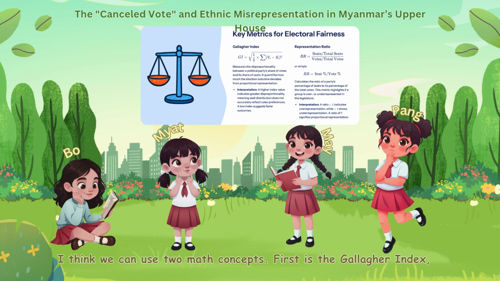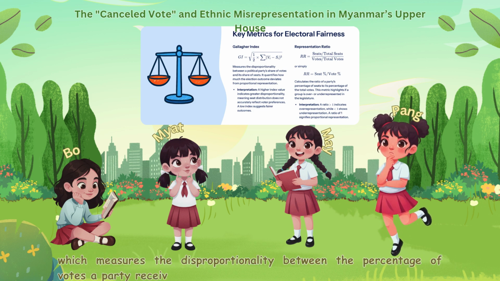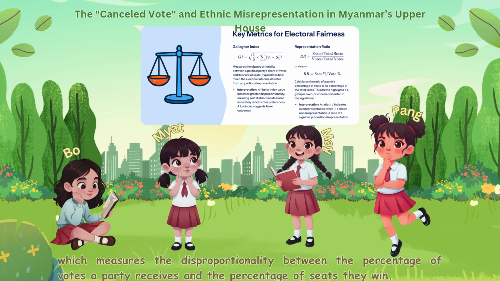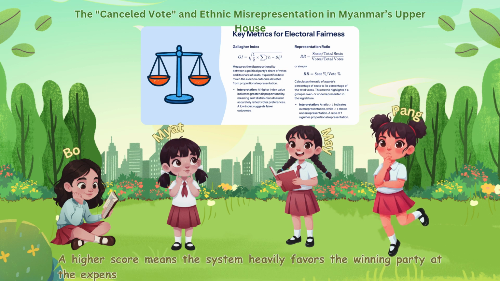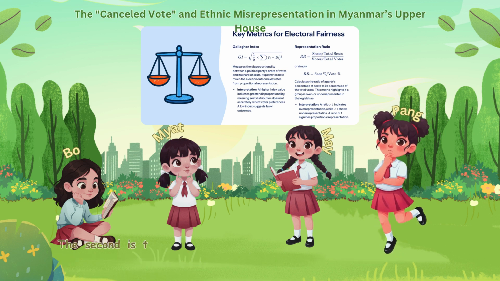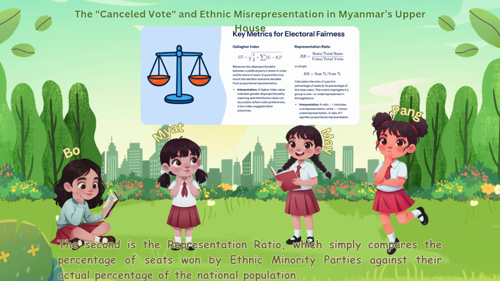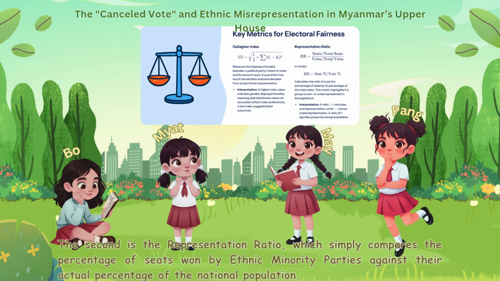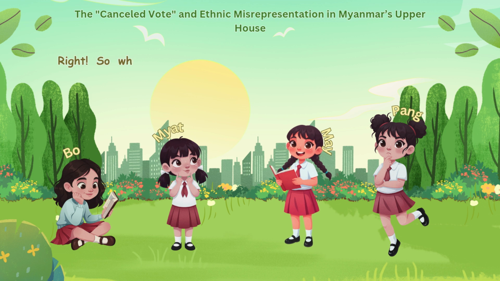First is the Gallagher index, which measures the disproportionality between the percentage of votes a party receives and the percentage of seats they win. A higher score means the system heavily favored the winning party at the expense of minorities. The second is the representation ratio, which simply compares the percentage of seats won by ethnic minority parties against their actual percentage of the national population. Right.